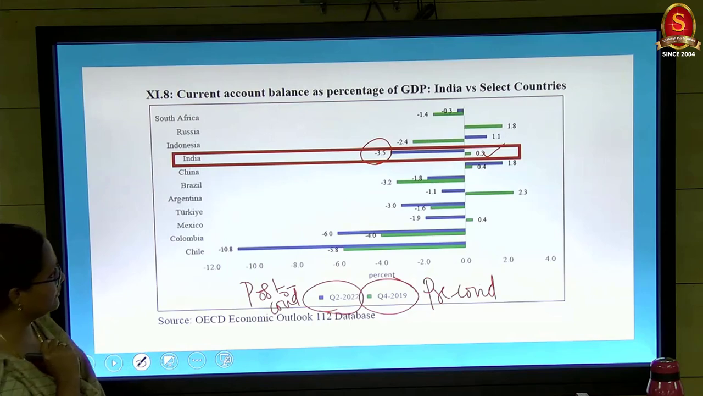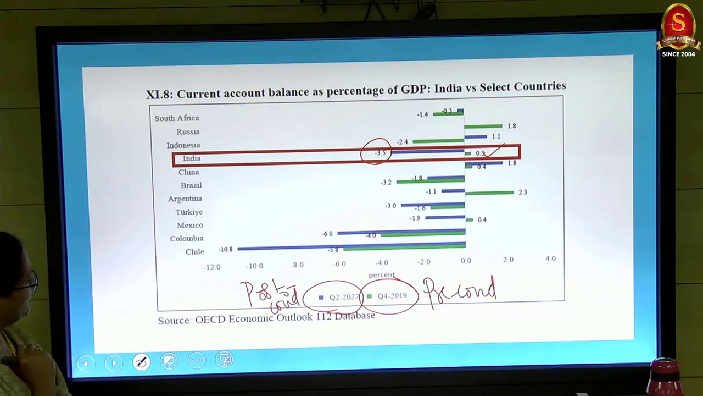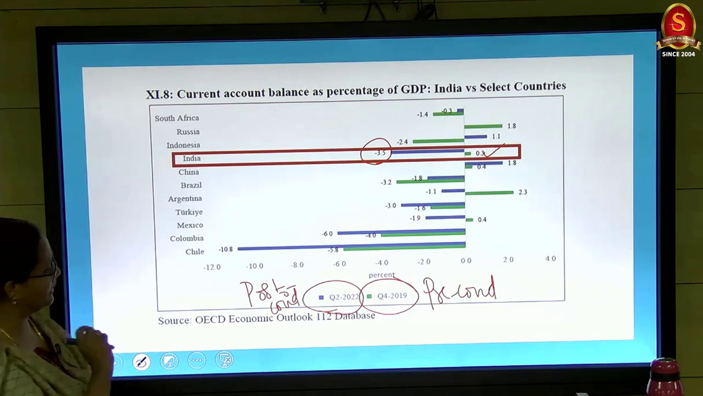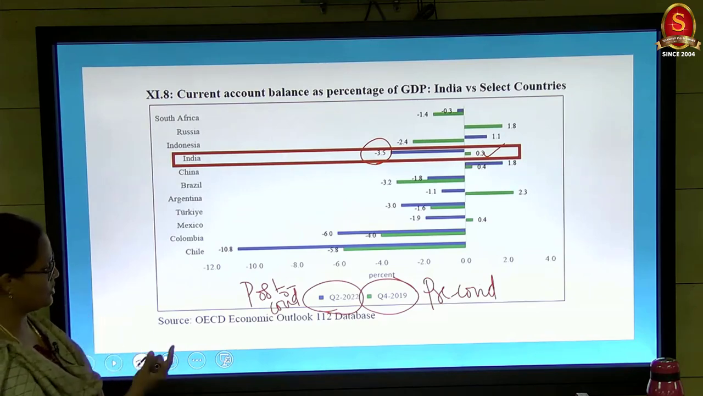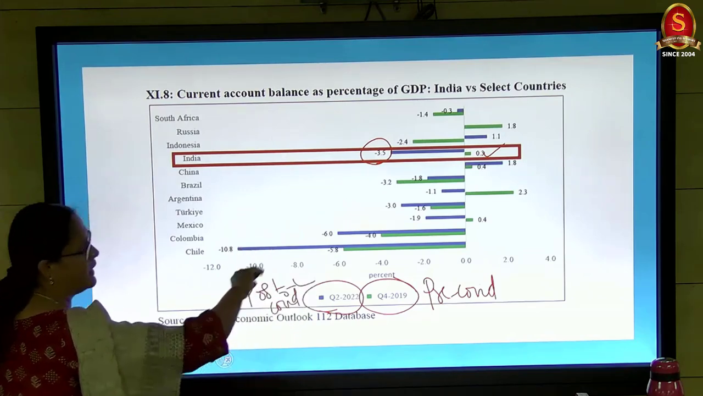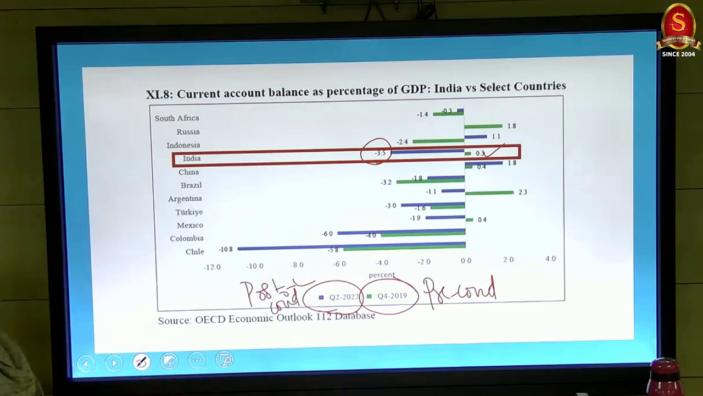There are countries which are having very different scenarios. Everywhere you have to look at the graph whether post-COVID, that's the blue thing, whether they have come on to the positive side. Except for China, is it not? Indonesia. Yeah, that is pre-COVID. Look at the blue color line. China, Indonesia, they are the two countries who are actually doing a surplus in their current account.